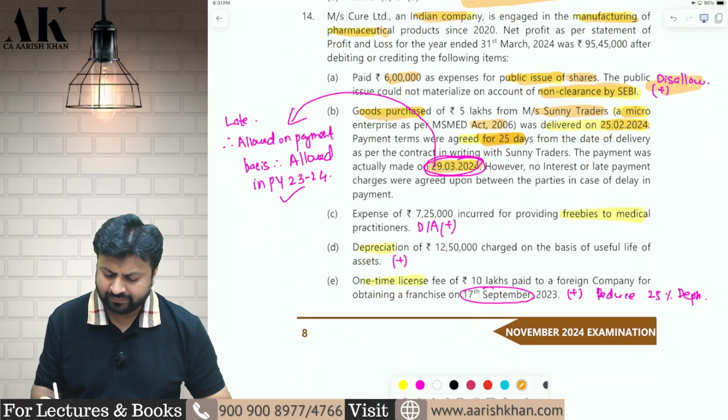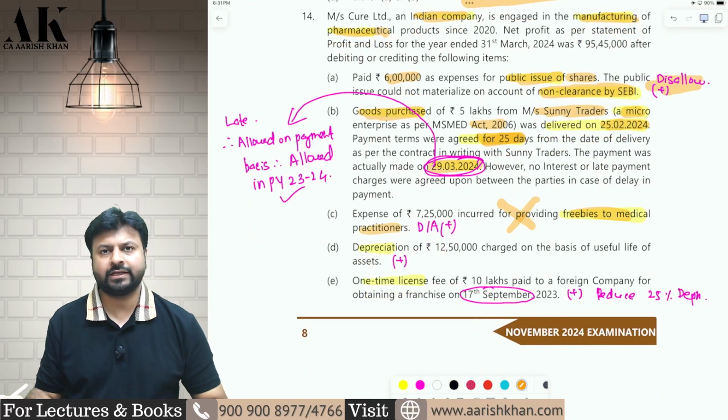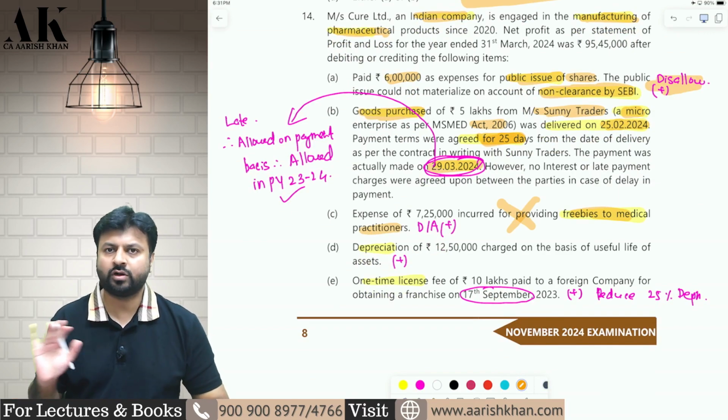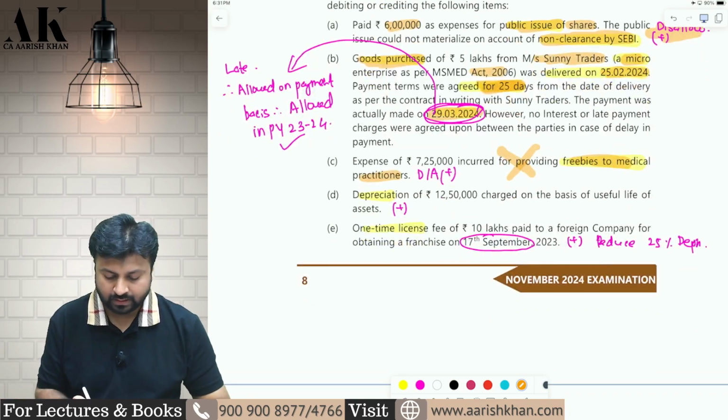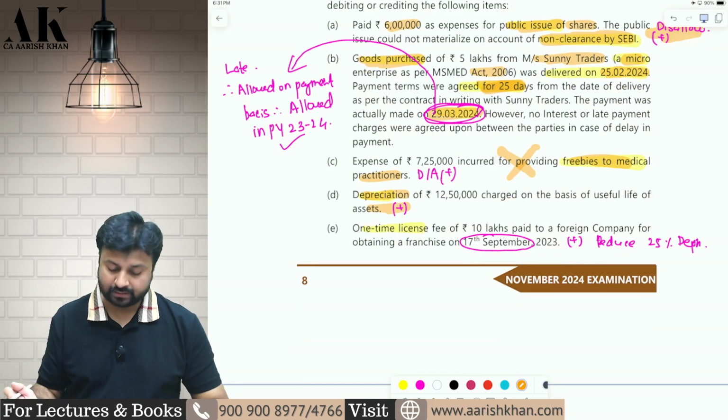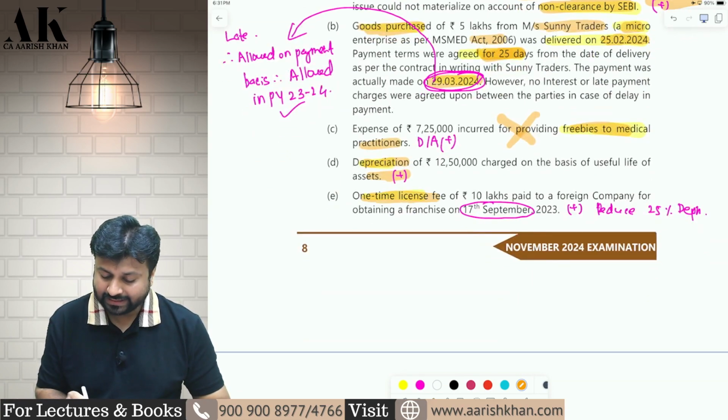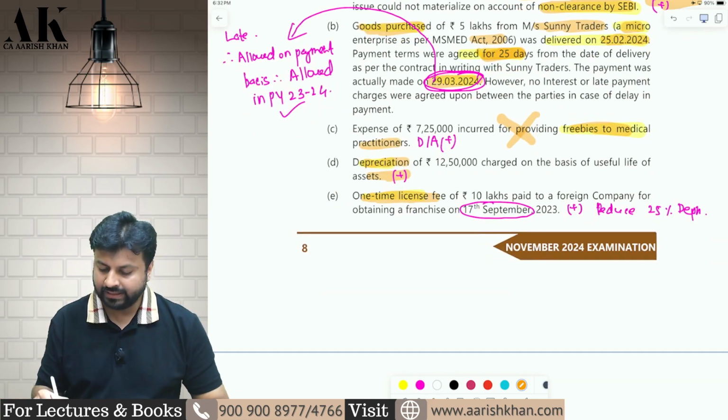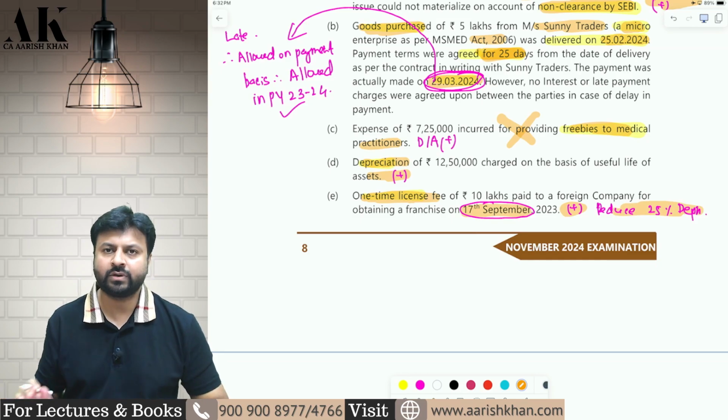A pharma company giving freebie to medical practitioner is disallowed as per section 37(1). It is bad in law. It is not allowed. 37(1) disallows that. Next. Depreciation as per Companies Act will be added back. Next, one-time license fee, it is not a capital expenditure. It has to be added back and then reduce 25% depreciation as per intangible asset. Because the asset is put to use for more than 180 days, you can take full depreciation.